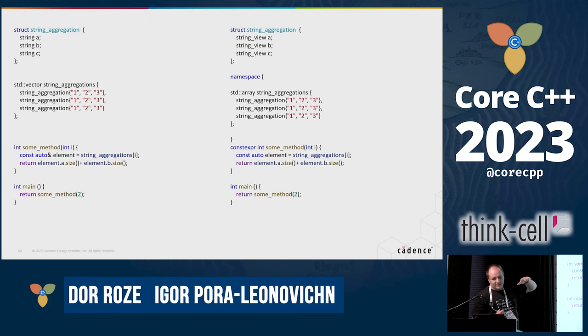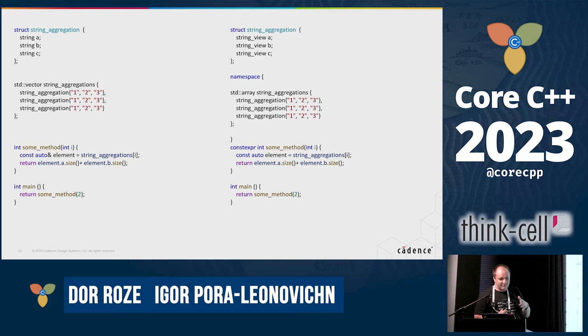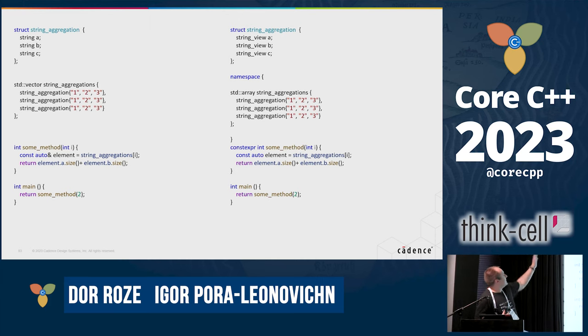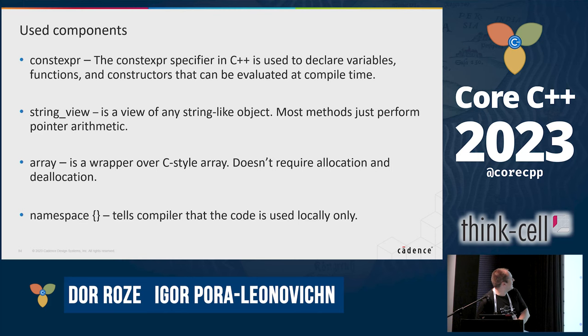I will talk a little bit about string view and why it is better than strings in many cases. Instead of vector, we use array, and we wrapped this code into an anonymous namespace, and used constexpr on this method. And that's basically it. Some very small changes, nothing significant was changed. So this just points out the things that were changed. Let's talk very briefly about them. I assume most of you are already familiar with all this.